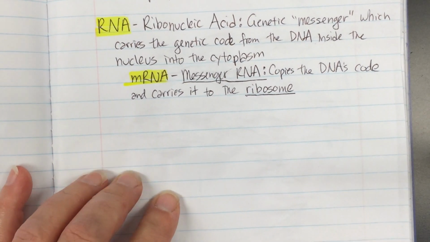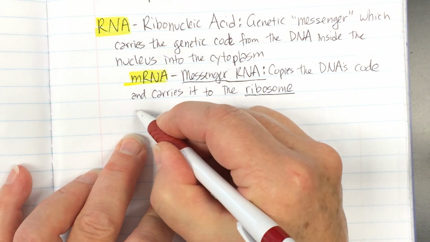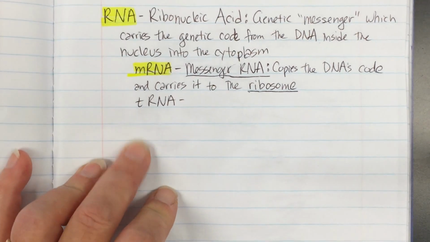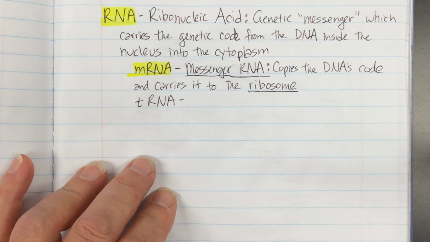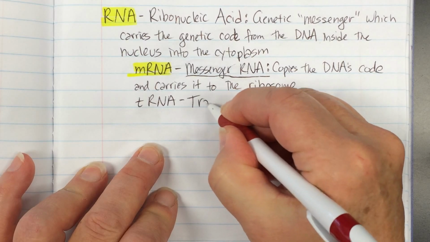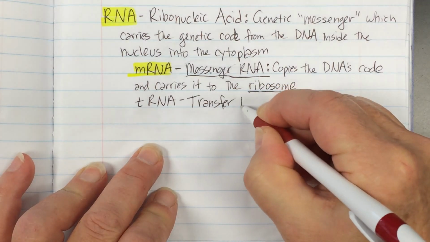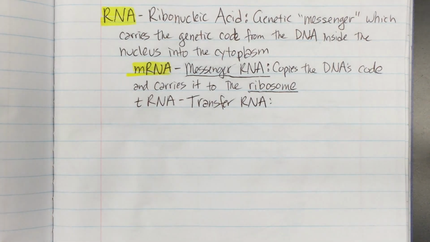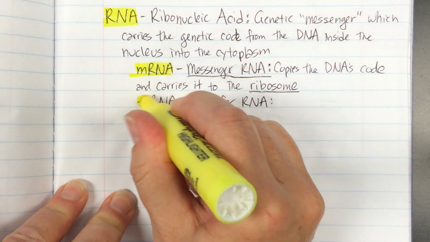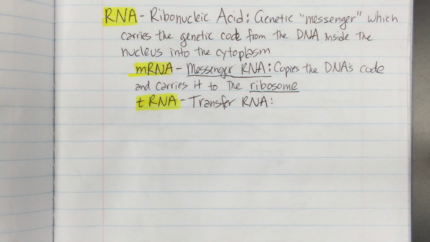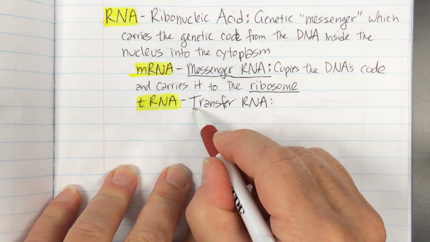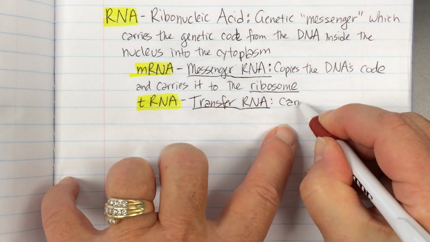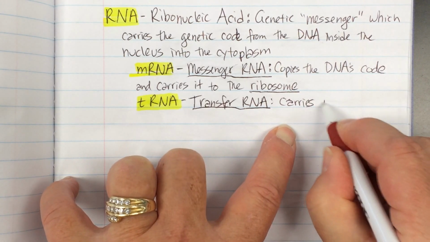But there's another kind of RNA, and we call that a tRNA. Not to be neglected, this one is also very important too. This is called the transfer RNA. Remember, to transfer something is to carry it or take it somewhere else. So I'm going to highlight the tRNA. What does transfer RNA do? Well, it does exactly what its word says. It carries. It carries the amino acids.